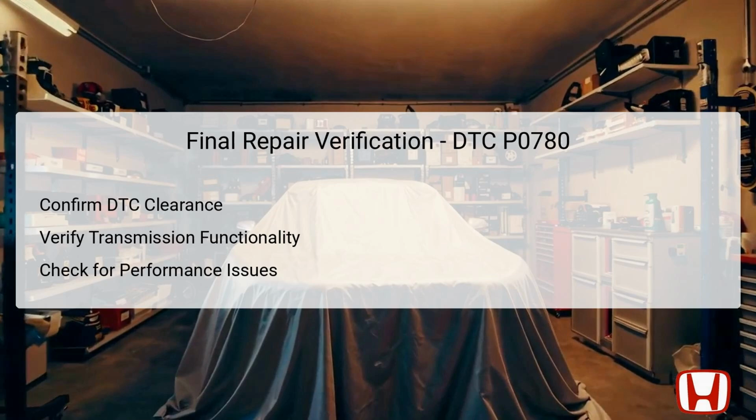Following this, a comprehensive check of transmission functionality is essential to ensure that shifts are operating smoothly and there are no lingering abnormal symptoms. The vehicle should be driven under various conditions to simulate normal use and assess overall performance. Any performance issues, such as erratic shifting or delays in gear engagement, should be addressed immediately. Proper validation of repairs can assure the technician and the vehicle owner that the transmission system is functioning optimally.